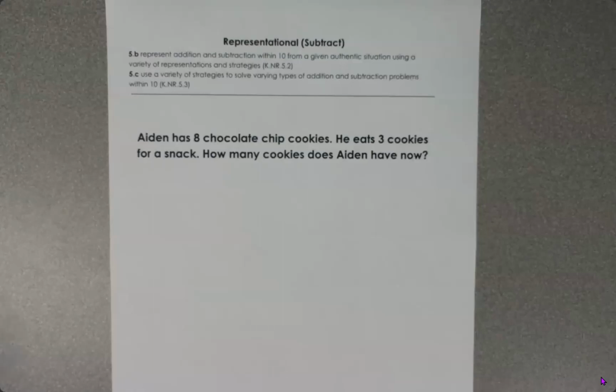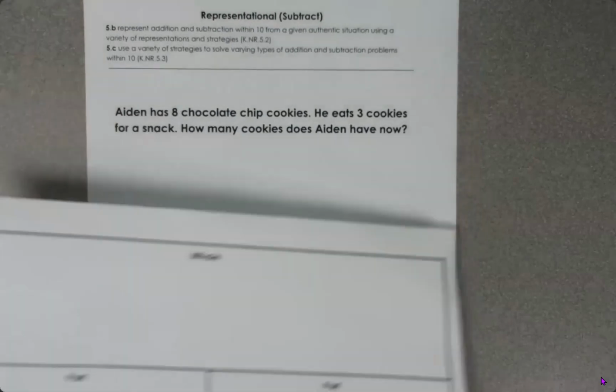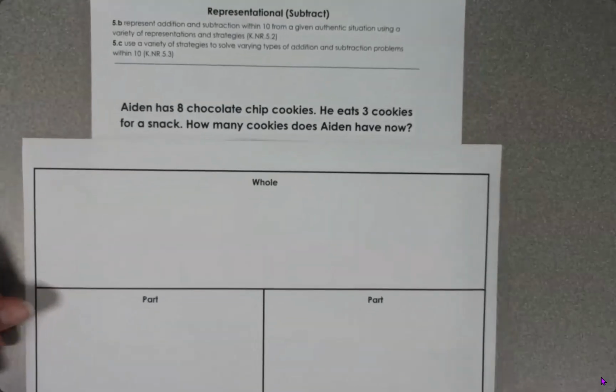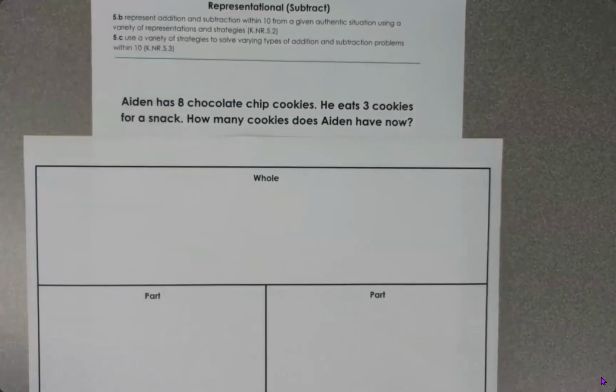So let's look at this situation. It says Aiden has 8 chocolate chip cookies. He eats 3 cookies for a snack. How many cookies does Aiden have now? Again, just like I did at the concrete level for adding and subtracting, I want to use a part whole organizer to set up my problem so I can see whether or not I'm adding or subtracting.